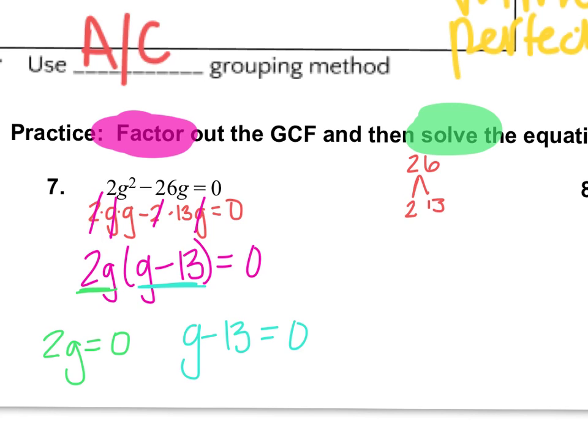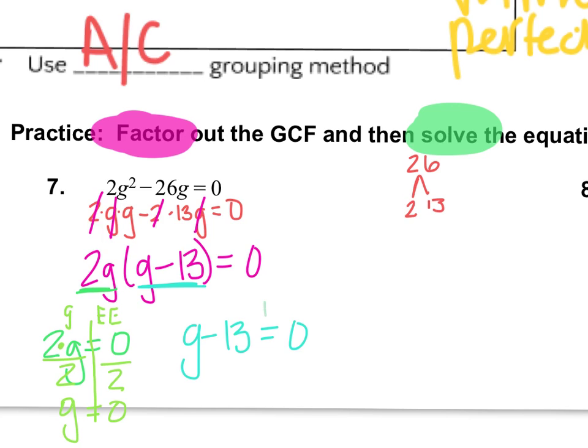So looking at the first part, I need to get g by itself, which means I want g's on one side, everything else on the other. Recall that whenever I have a number in front of a letter, they're being multiplied. There's a multiplication symbol there. So to get rid of something that's multiplied, I'm going to divide both sides by 2, and I end up with g equals, well, 0 divided by 2 is 0. So that's one of my answers.